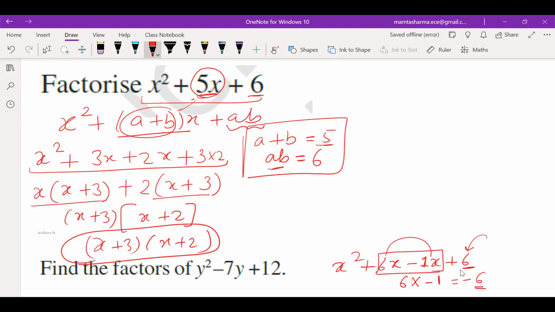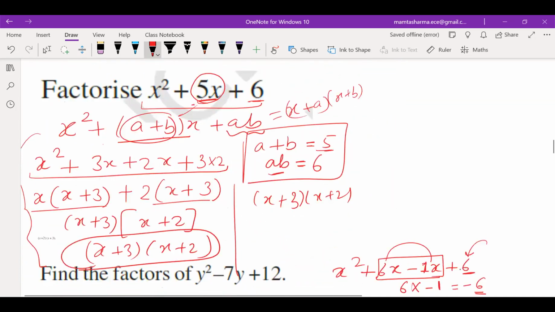If a descriptive type question comes, you have to solve it by using this method. If it is an objective type question, you can directly write after solving that this is the expression of x plus a, x plus b. Since here the value of a is 2, b is 3, you can write it directly x plus 3, x plus 2. So this is the x plus a, x plus b factorization method.